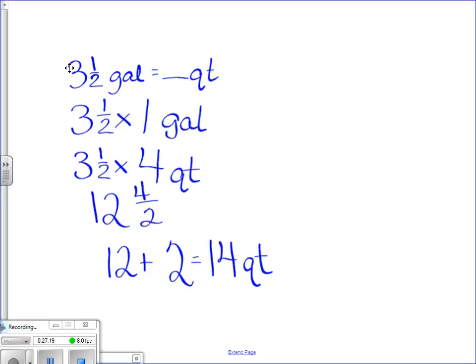So you get 14 quarts. Why do you make it a 2? Because you've got 4 over 2 and that's improper, and you don't leave fractions improper. I know, but how do you get 2? 2 goes into 4 2 times.